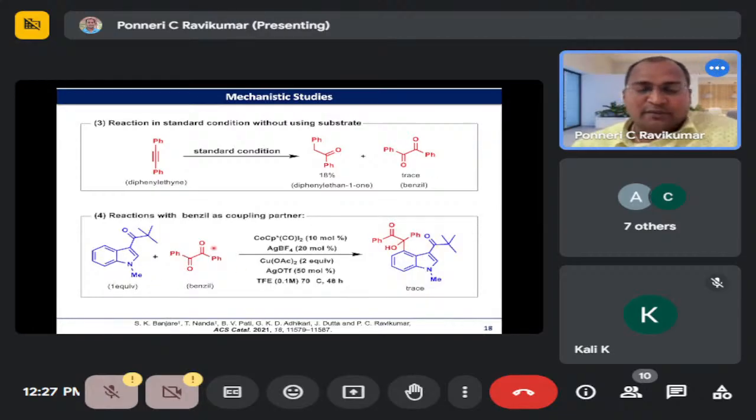So we took the commercially available diketone and did this reaction, and surprisingly we couldn't get this product. What it tells is that this is not the actual coupling partner.